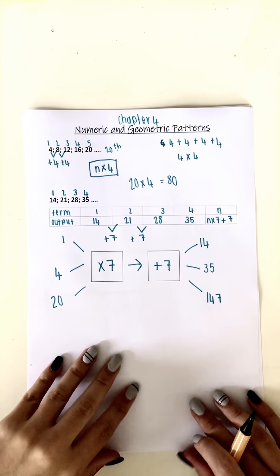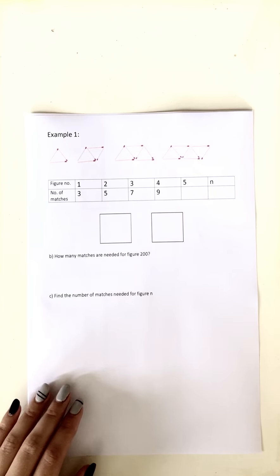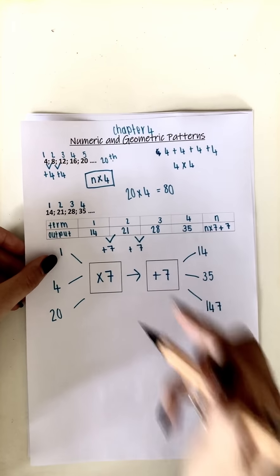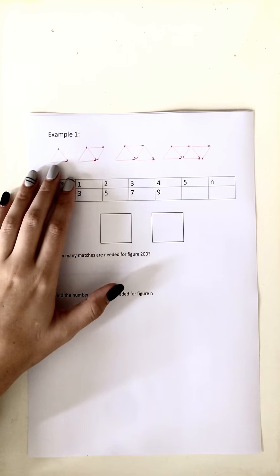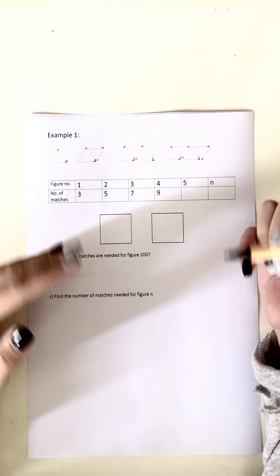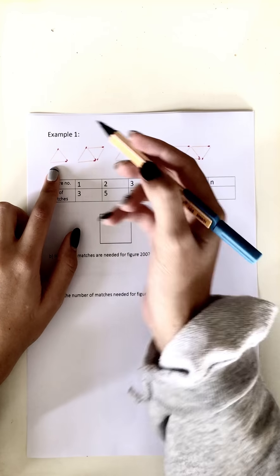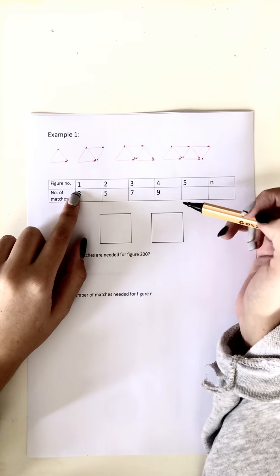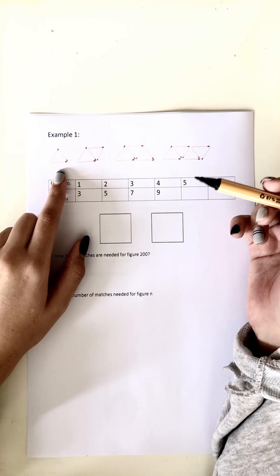Okay, so let's move on to our geometric pattern. Just so that we can understand, this is a numeric pattern, so this goes up in numbers. Your geometric pattern is, say now you make a pattern out of matches, which makes triangles, and you put it into a table. So this is a geometric pattern. It's a pattern made by shapes.